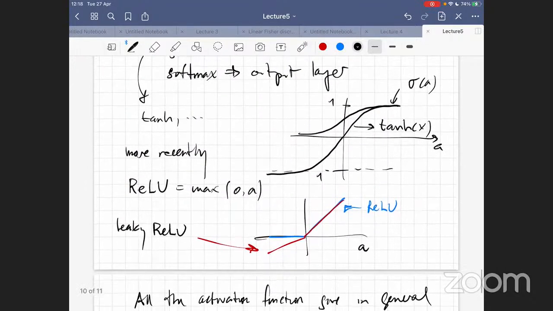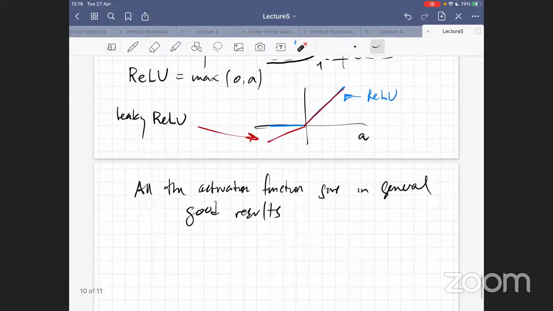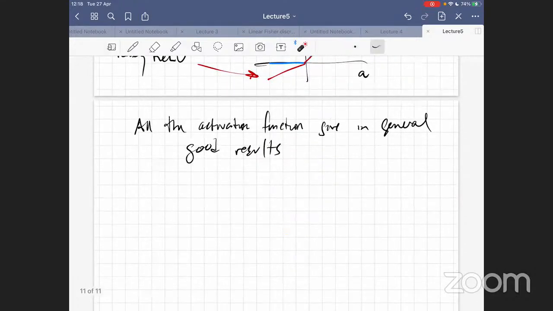Okay, there are problems with the hyperbolic tangent, or with the sigmoid, which have to do with the fact that the gradients are 0 in this part. But let's say that in general they work okay, and this is a result of the following, which is the universal approximation theorem.